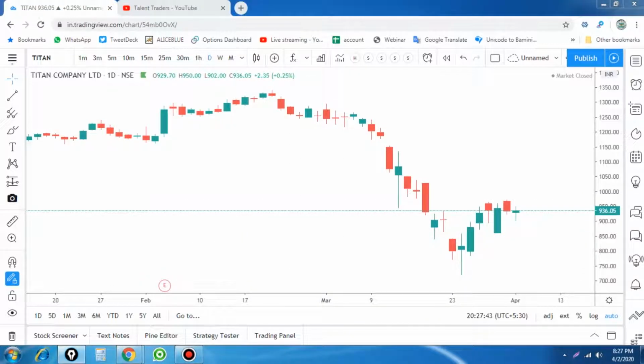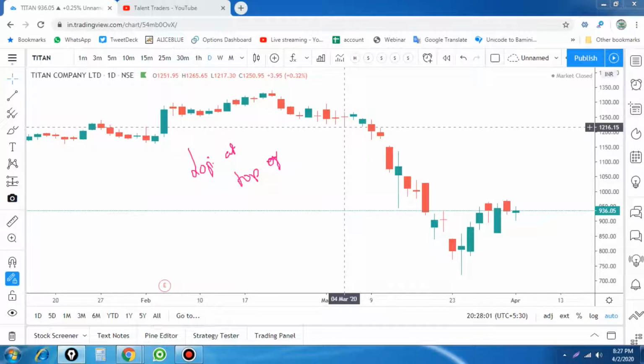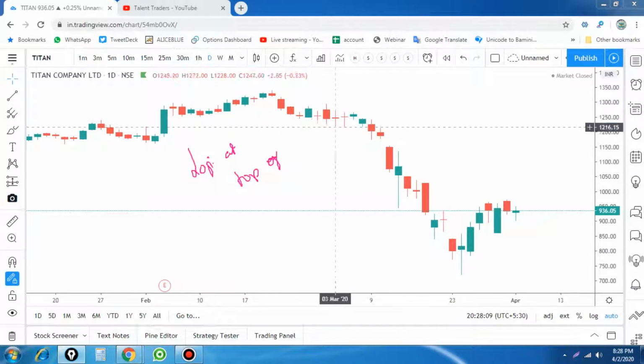So what happened? Here we find the doji at top. So what is the level? Check it out. Here you see there is a higher trend, and there is a doji which forms at a higher level, and previously here also we found a doji. This one, the doji whose high is 1270 and low is 1235. So this candle, 1270 and 1235, these are the levels which form the doji.